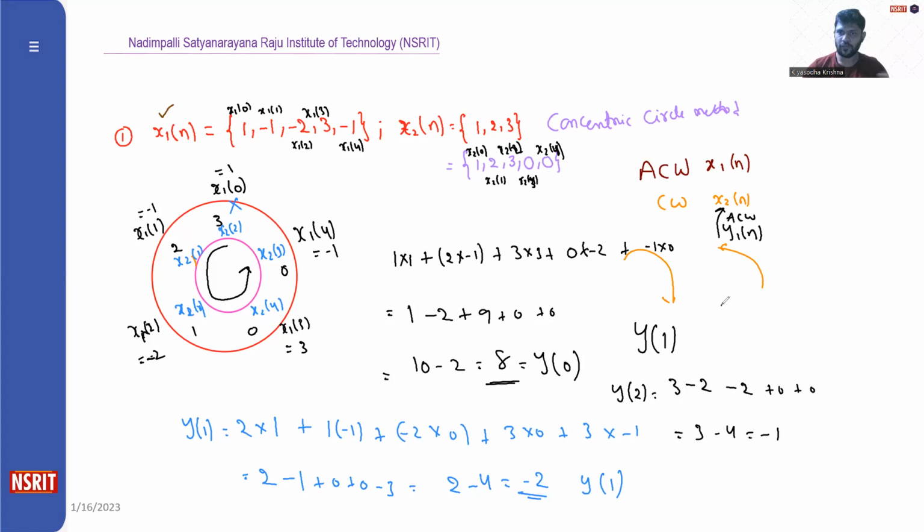Similarly, to calculate y of 3, the circle is shifted again and again, and likewise you calculate y of 3 and y of 4. You can point out each and every part and take notes. Thank you. We will see the DFT and IDFT in the next class. Thank you.